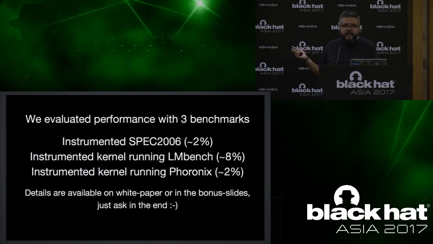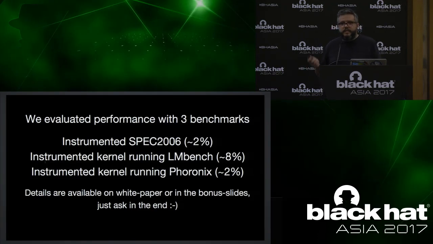We evaluated this thing with three benchmarks. First, we instrumented SPEC 2006 with KCFI, so we compiled it with the checks. And we verified an average of 2% overhead on it. Of course, this is not very representative because SPEC is very CPU intensive, so you don't have many branches there. So you're not really stressing your mechanism.